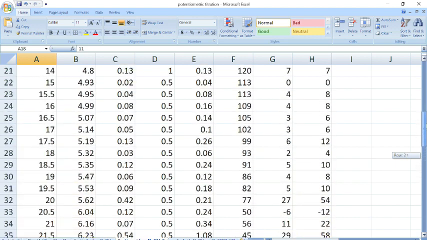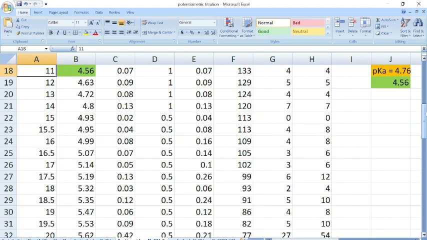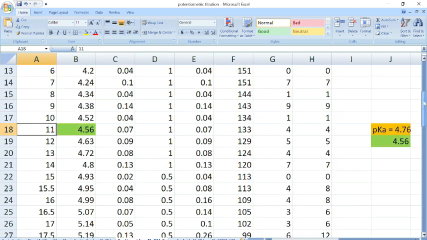So here is the value. The volume is 11, and at this 11 we have this pH value, and this pH value corresponds to the value at that moment where the concentration of salt is what?